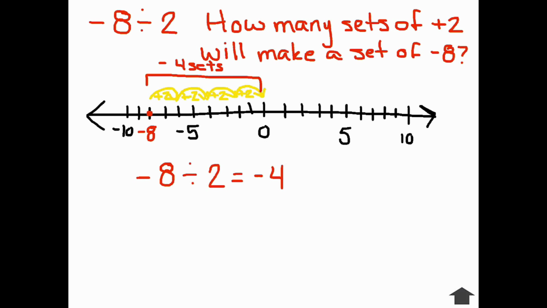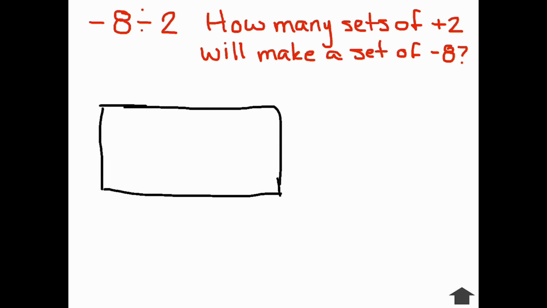Let's try the same problem again, but this time with integer cubes. Again, our question is how many sets of 2 or positive 2 will make a set of negative 8? In our previous example of 6 divided by 2, we put pairs of positives into the box until we were able to reach that positive 6.